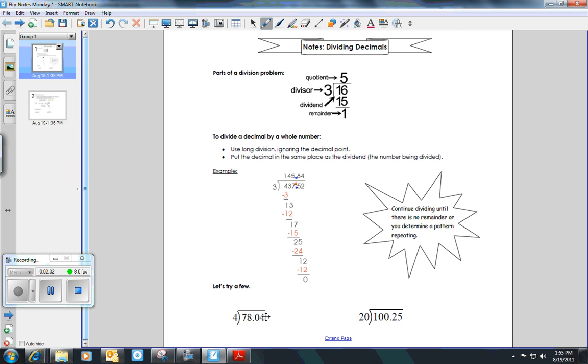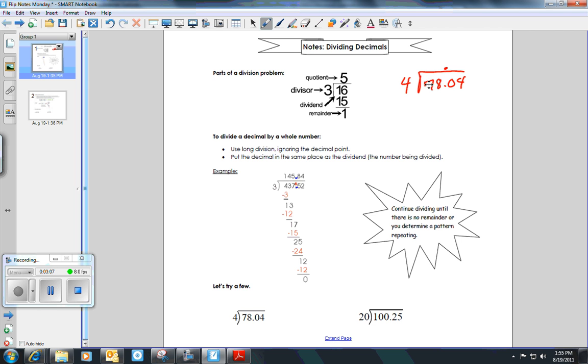78 and 4 hundredths divided by 4. I don't have enough room right here, so I'm going to go ahead and rewrite this up here. 78 and 4 hundredths divided by 4. Now I have a whole number on the outside. My divisor is a whole number. And my dividend on the inside is a decimal number. So since I have a whole number on the left, and we have to have a whole number on the left in order to divide, I'm just going to take my decimal point on the inside and move it straight up because that's where it's going to be in my answer.